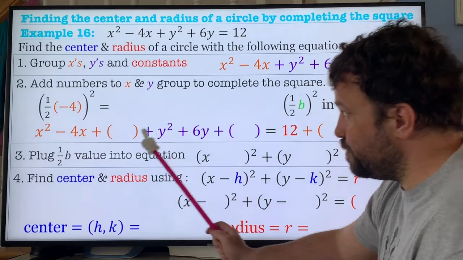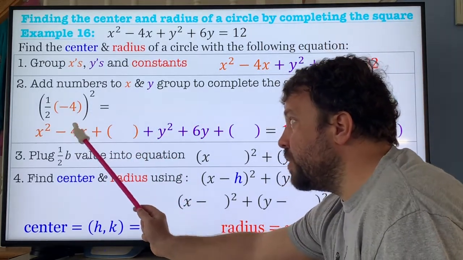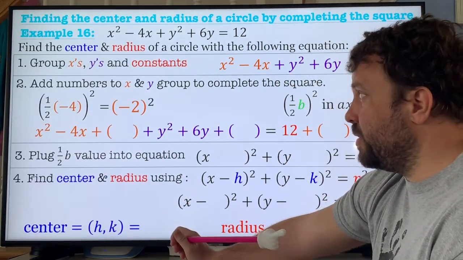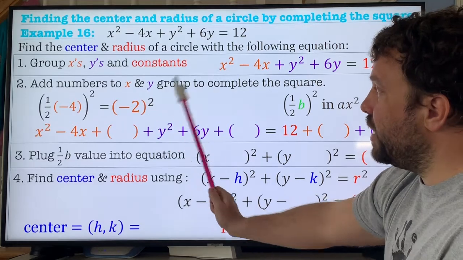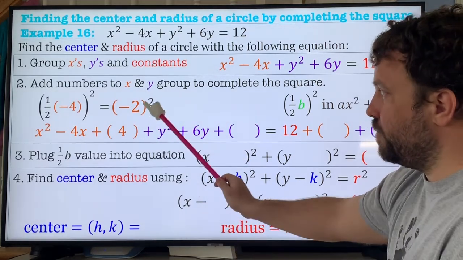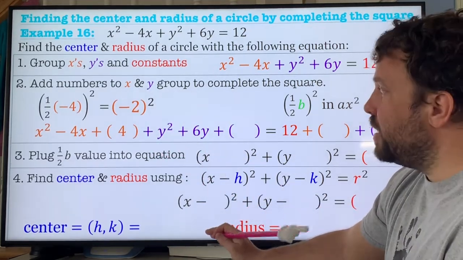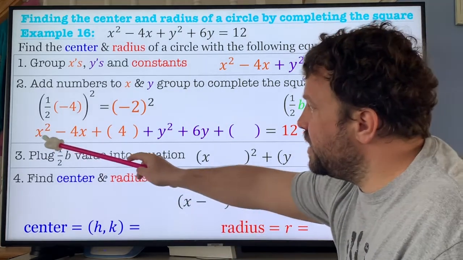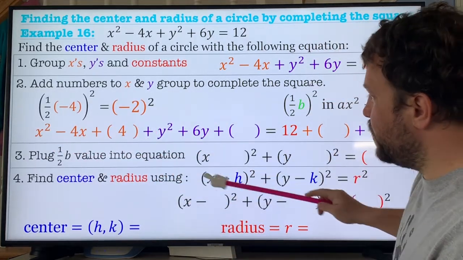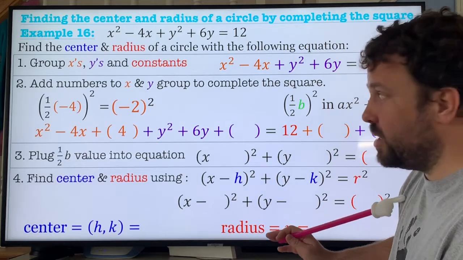So watch how this works. Half of negative 4 is negative 2, and negative 2 squared is 4. Now the reason you do this is, when I take this equation, I can actually put it into this form. I'll show you how to do that in a moment.